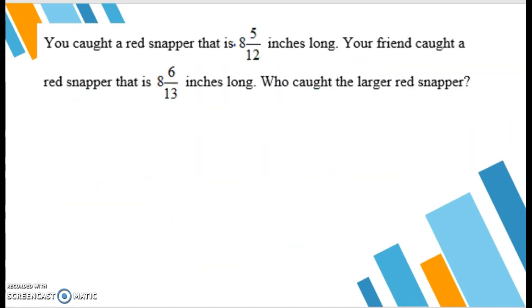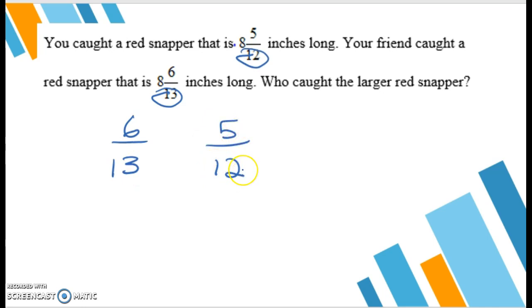So our next one says you caught a red snapper that is 8 5/12 inches long. Your friend caught a red snapper that is 8 6/13 inches long. Who caught the larger red snapper? Whenever you're comparing fractions, you need to make sure that you have the same common denominators. Right now, for this first one, my denominator is 12 and this one's 13. So I need to make them both be the same thing. I don't need to worry about these whole numbers because I know that those are the same anyway. So I'm really just looking at the fractions.